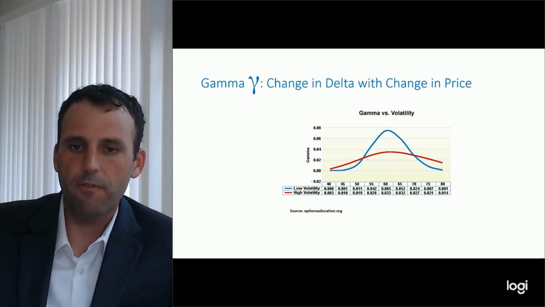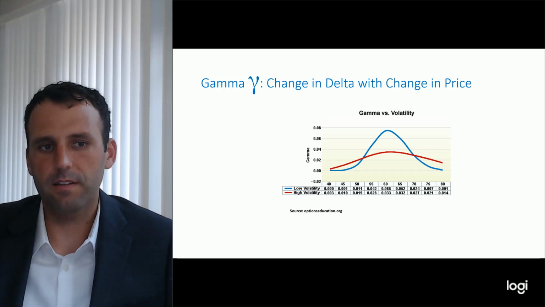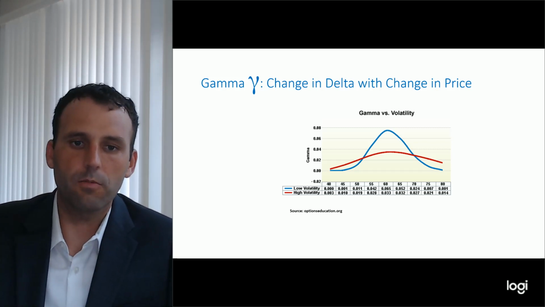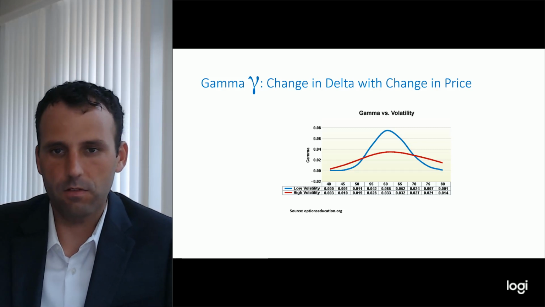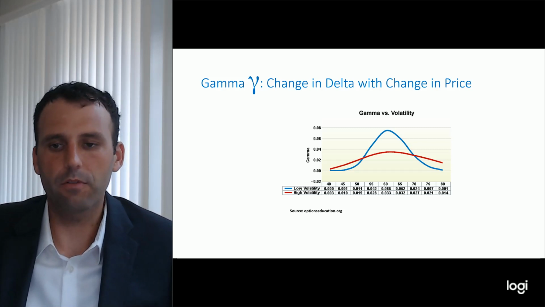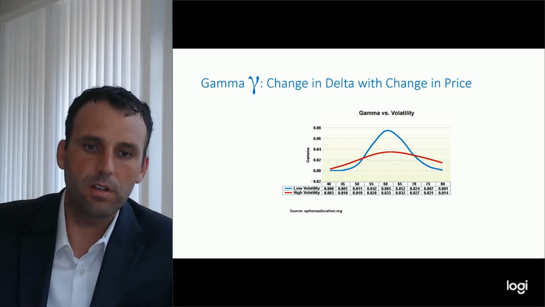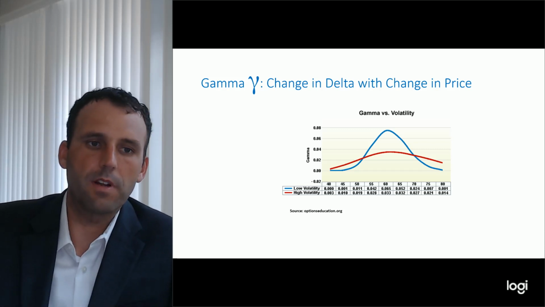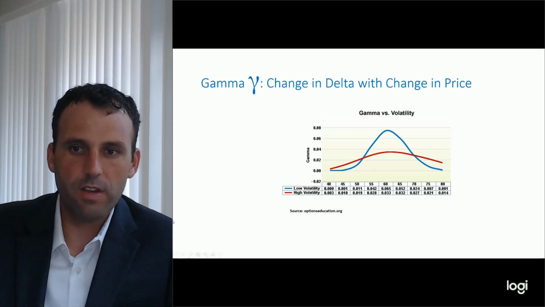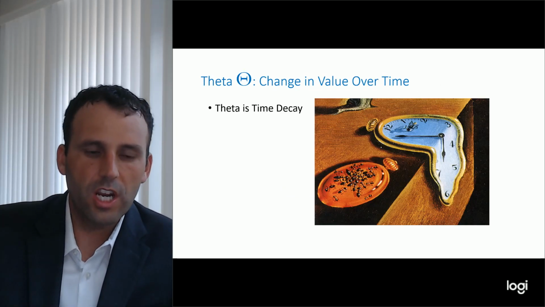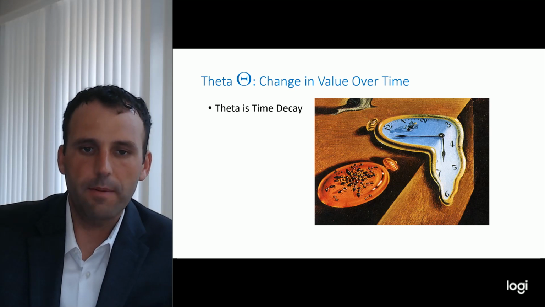And then the further out you are, the less gamma shrinks. So basically, gamma is the greatest at the center point, at the money, and then it decreases the further out or in the money you get, because it'll take a lot more to make that option come back to being at the money. The last Greek we're going to talk about in this video is theta, which is the change in delta over time, essentially time decay.